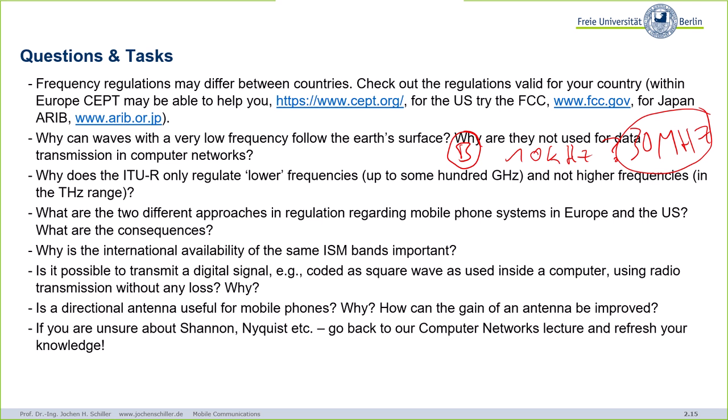Okay, so ISM bands. Why are they so important, especially in the national availability? So ISM, and I see there's always a delay in the answers.